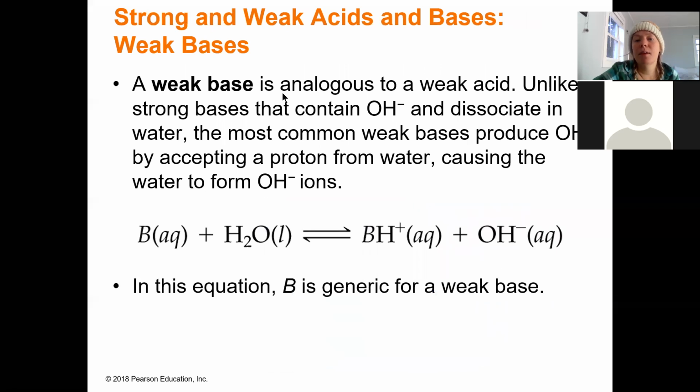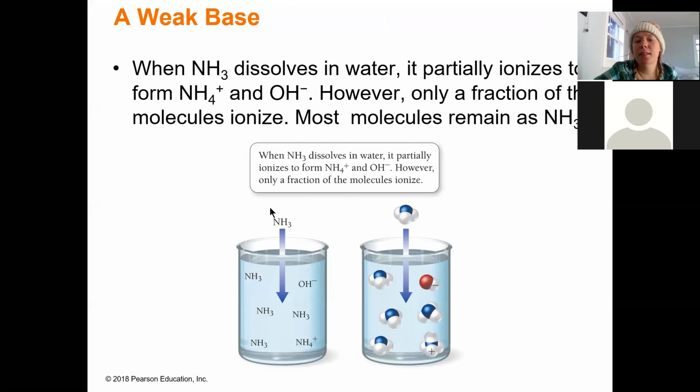A weak base is analogous to a weak acid. Unlike strong bases, the OH will dissociate, but it will also recombine. So here we've got our base, it's combining with water. The base steals one of these H's to make the OH minus, but this will recombine. In this equation, the B is acting as just some sort of generic weak base. NH3 is an example of a weak base. It partially ionizes. So some of the NH3s will steal from the water, some of them will give the H back.